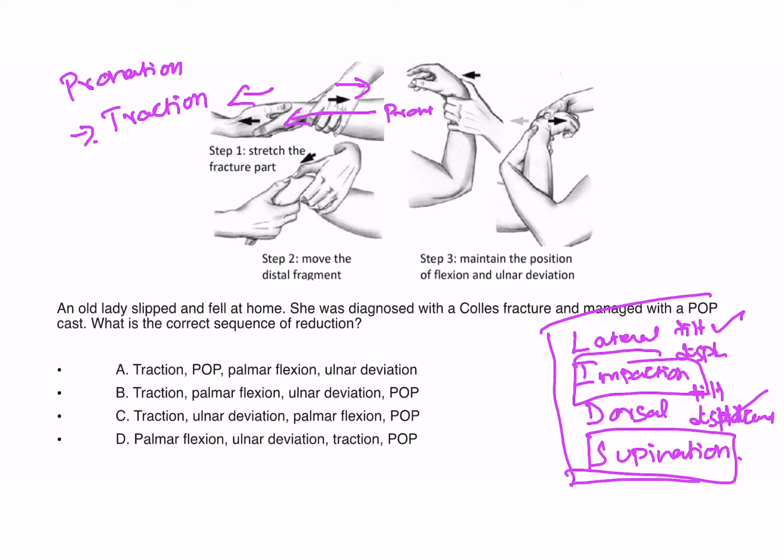Once you have corrected the impaction, the next deformity you want to correct is the dorsal displacement and the dorsal tilt. How are you going to do that? By doing a palmar flexion. So do the palmar flexion to correct the dorsal tilt, and then correct the lateral tilt and displacement with ulnar deviation, right? So the correct sequence in this case would be traction, palmar flexion, ulnar deviation, and put a POP in the corrected position. So that's how you're going to do it, and the rest of the options are wrong.